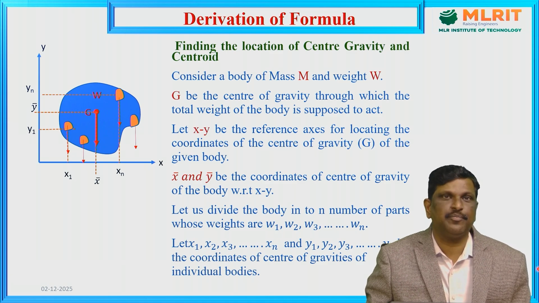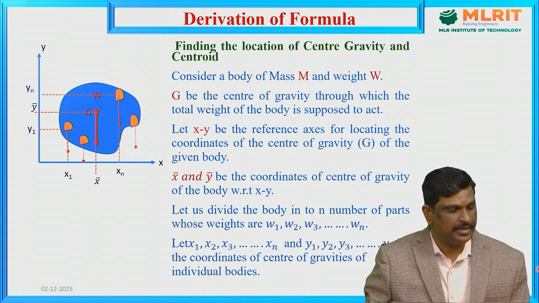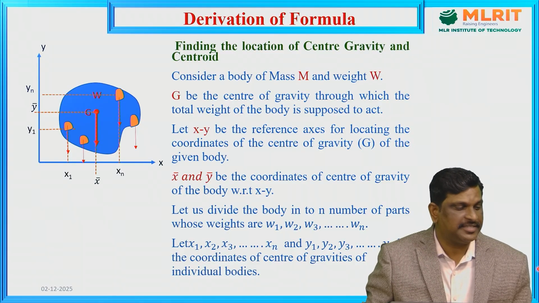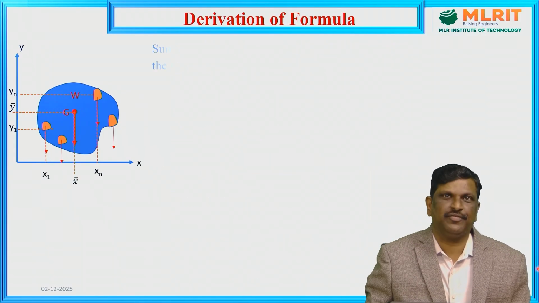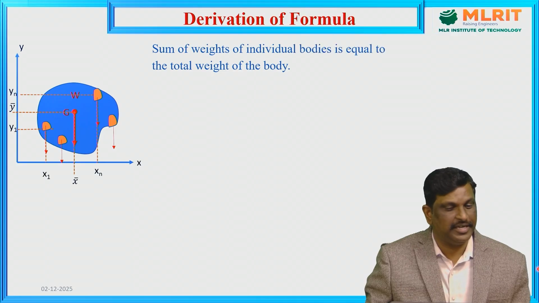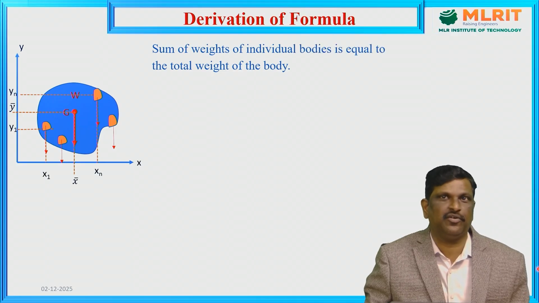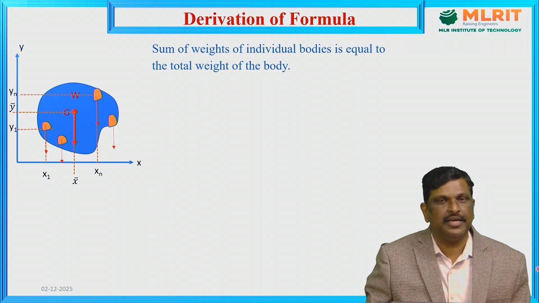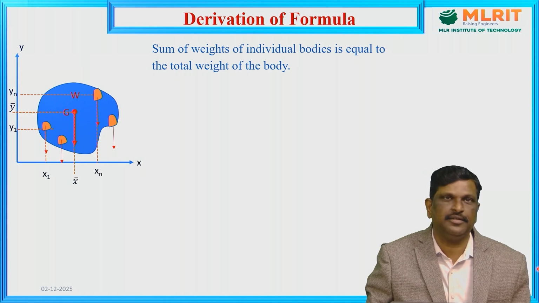So each and every part has its own center of gravity, and the coordinates are given like this: x1, y1, x2, y2 and x3, y3. Now here the sum of all the weights is equal to the total weight. The sum of weights of all individual bodies: we have divided the body into n number of elements. N number of elements are having their own weights. If we add all the weights, finally we will get the total weight of the body itself.